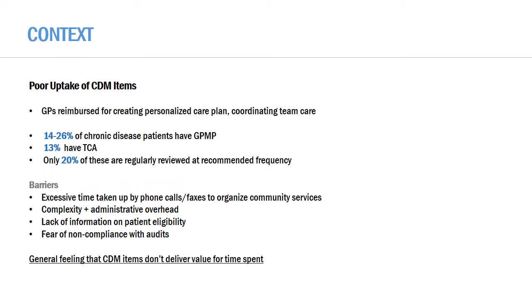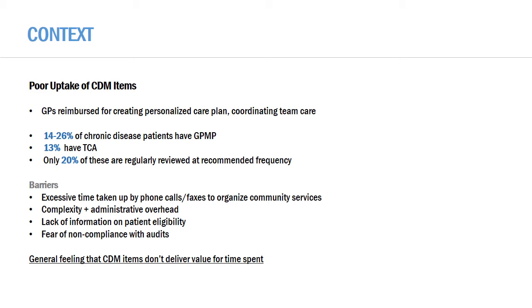Given the clear financial incentives to GPs and allied health professionals, and the evidence that patient outcomes are improved, it is surprising that only 14 to 26% of patients with a chronic disease have a GP management plan, and 13% have a team care arrangement. Only 20% of these are regularly followed up at the recommended frequencies.